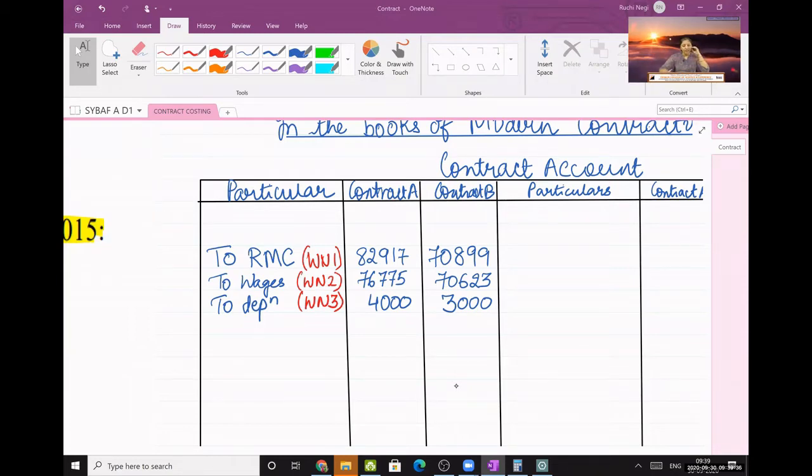Don't give your attendance in the chat box, it's already taken. Screenshot is taken. No need to give. Don't waste time.